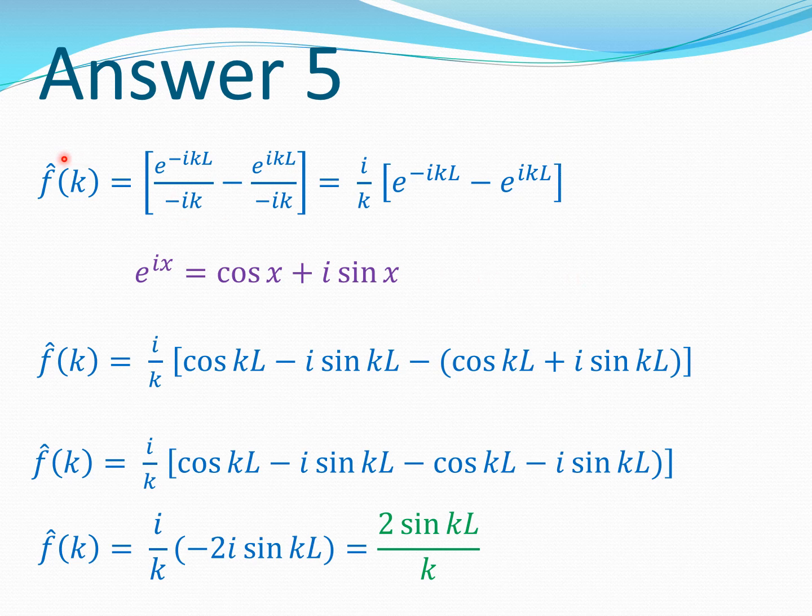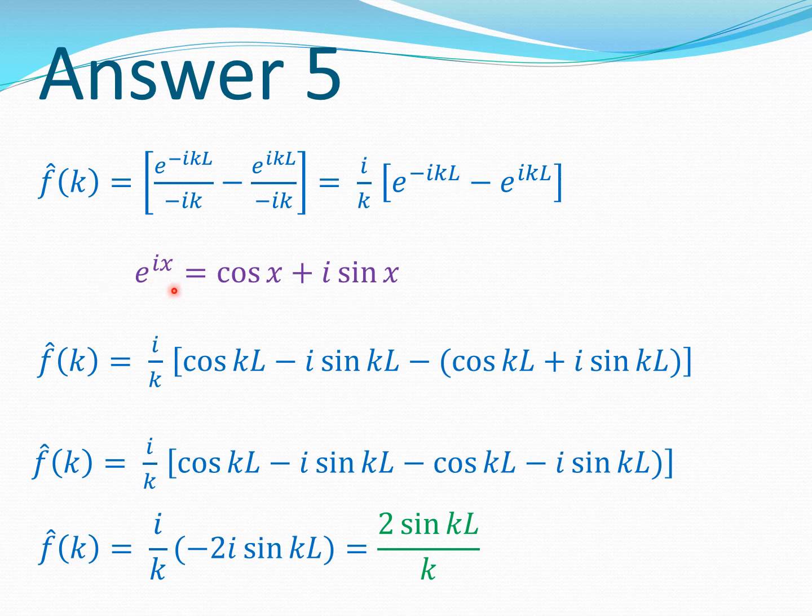So let us try to expand this out. So I get this value here. I take this 1 by i term outside. Remember that 1 by i is minus i. So I can do that. Now, of course, something like this is immediately amenable to trigonometric substitution. So I use the fact that e to the power ix is cos x plus i sin x. I make a substitution here.